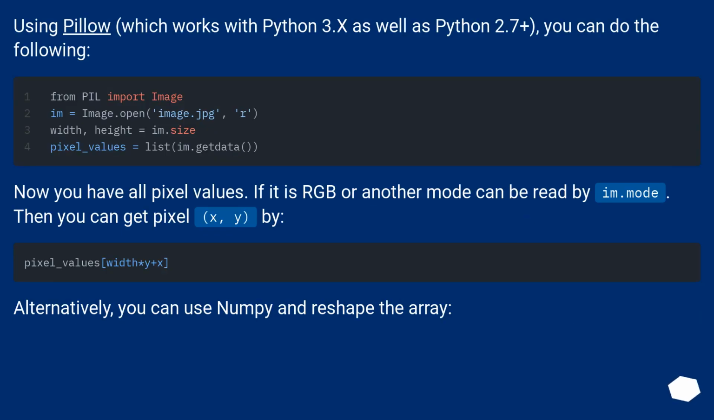Using Pillow, which works with Python 3.x as well as Python 2.7+, you can do the following. Now you have all pixel values. If it is RGB or another mode can be read by m.mode, then you can get pixel x, y by indexing. Alternatively, you can use NumPy and reshape the array.